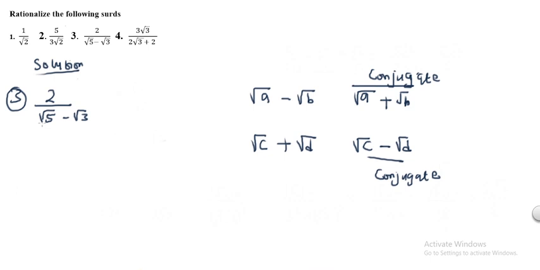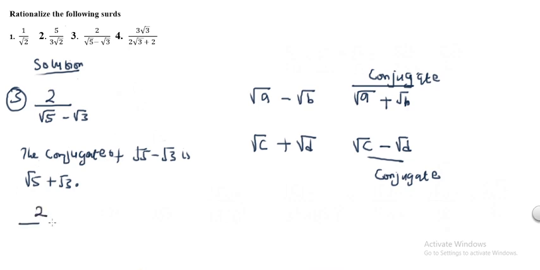Now, in this case, the conjugate of root 5 minus root 3 is root 5 plus root 3. So from here, we can now say 2 over root 5 minus root 3, times the conjugate, so we have root 5 plus root 3 divided by root 5 plus root 3.